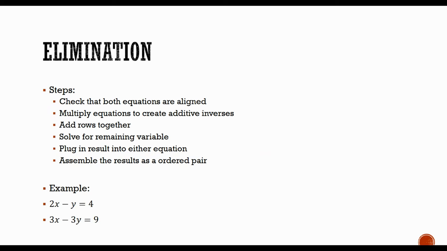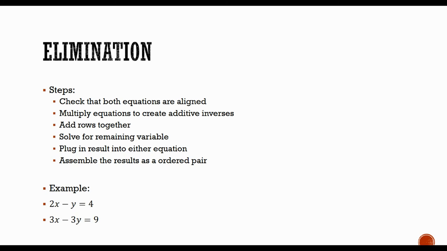Now let's look at the elimination method. So our steps here are to check that both equations are aligned. That means they are going to be stacked up: x is on top of each other, y is on top of each other, equal signs, and your constants. Then you're going to multiply your equations to create additive inverses for either variable. You're then going to add your rows together and solve for your remaining variable. Since you just eliminated one, there's only one left. And then you're going to plug that result back into either equation and assemble the results as an ordered pair.